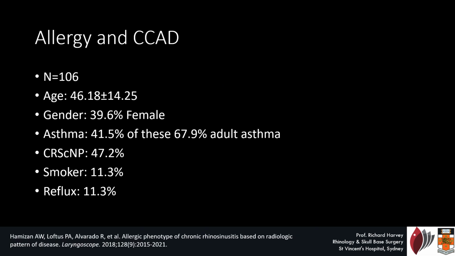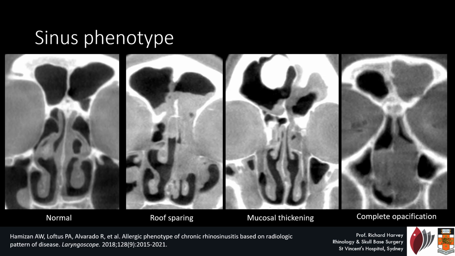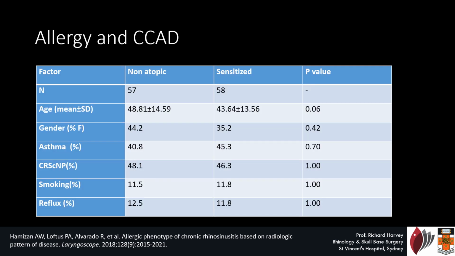Now, Anisa, who worked with us for many years, put some data to this. So she looked at 106 patients who came in who had sinus changes on their scan, and she classified the phenotype that you could see radiologically as whether or not it was a completely normal sinus, superior and laterally spared, diffuse thickening, and completely opacified. Now, what she then did is she broke the patients up into non-atopic and allergically sensitized patients.